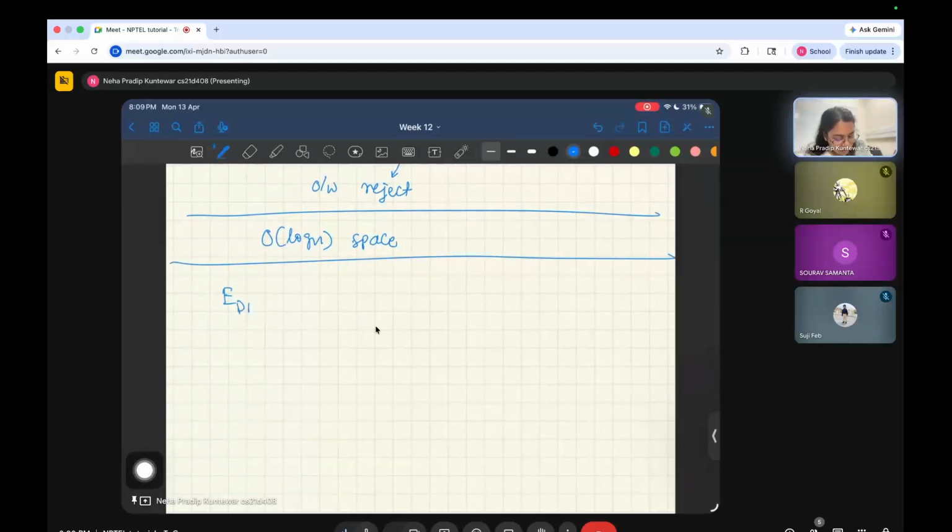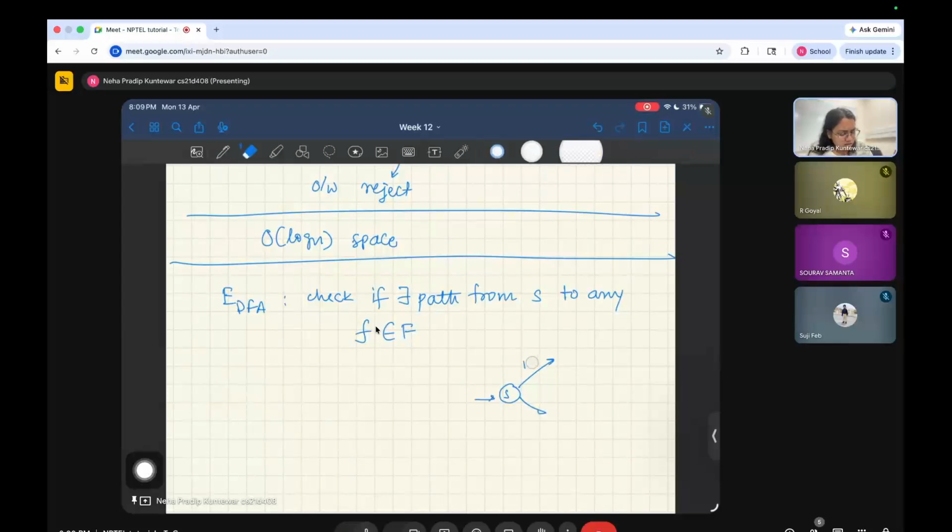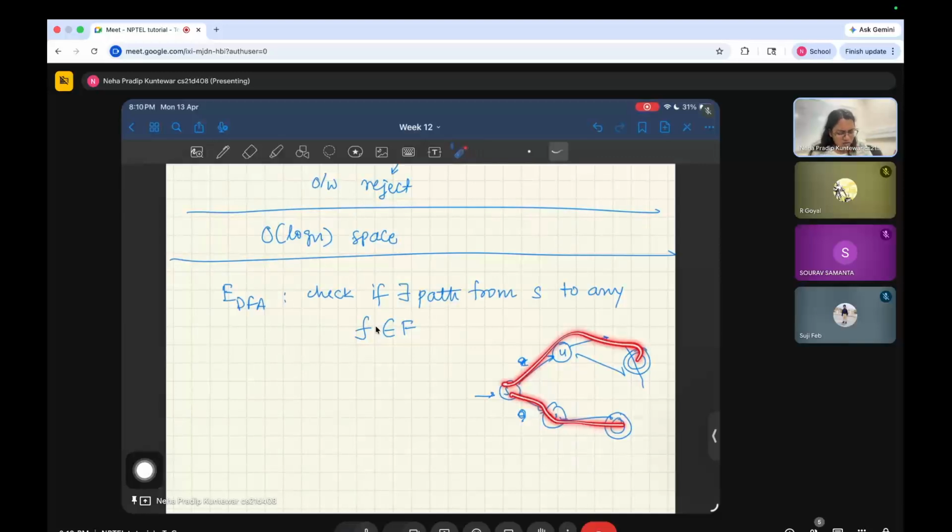Yeah, so in order to check this, it is the same as checking if there is a path from the start state s to any final state f in the set of final states. If you view the DFA as a graph, this is the start state, then you have several transitions. You forget about the labels essentially. You don't even look at the edge labels, you just look at it as a graph. Eventually you just want to check whether there is a path from S to any of the final states. So what will you do in this case?